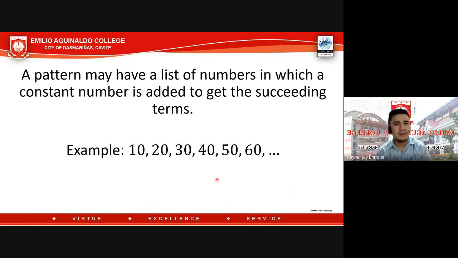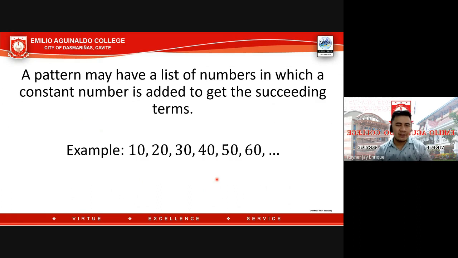Now, a pattern may have a list of numbers in which a constant number is added to get the succeeding terms. Meron tayong constant number na tinatawag, and we call this pattern an arithmetic sequence. Kapag meron tayong arithmetic sequence, we know that there is a common difference, or the difference between the succeeding numbers is the same.